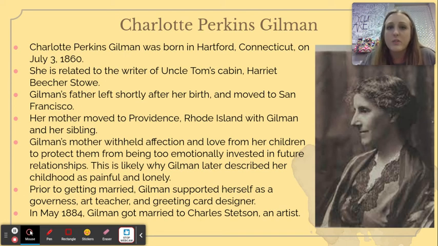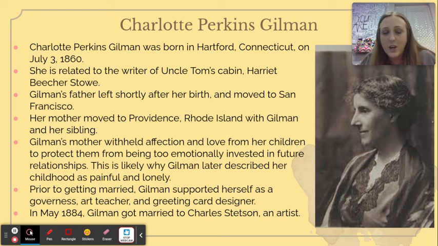Charlotte Perkins Gilman was born in 1860, and shortly after she was born, her father left them and moved to San Francisco. Her mother often withheld affection from Gilman and her brother, wanting to protect them from being emotionally vulnerable, because her own relationship did not work out. She was probably trying to shelter her children from the same kind of pain she felt. But unfortunately, Gilman describes her childhood as painful and lonely.